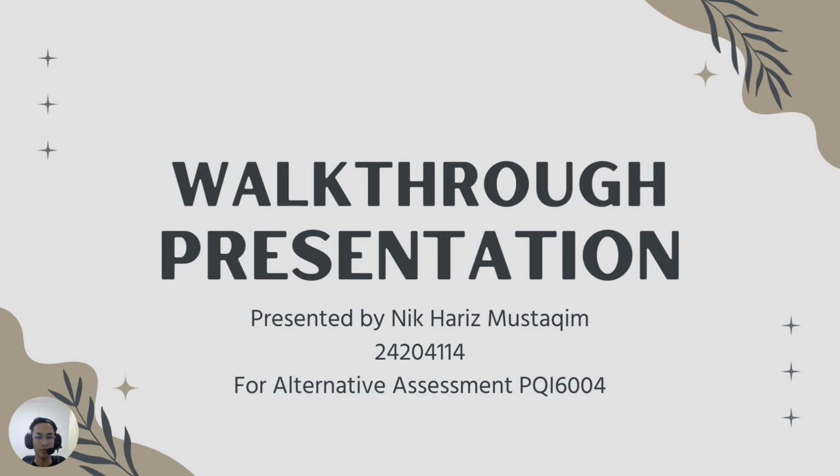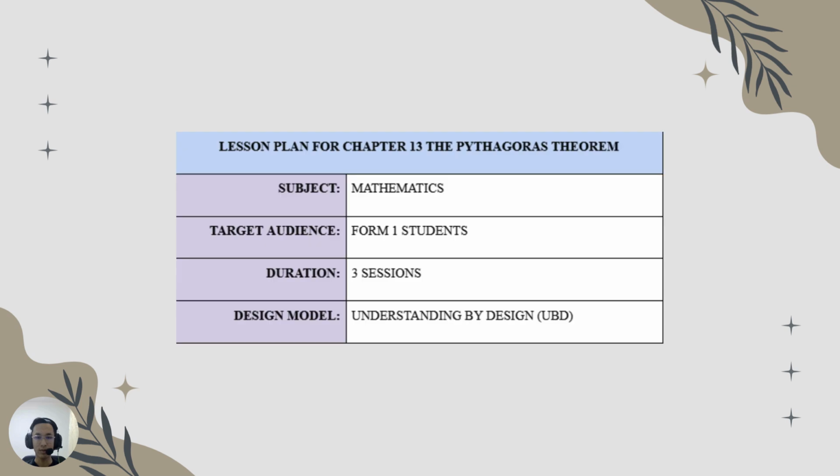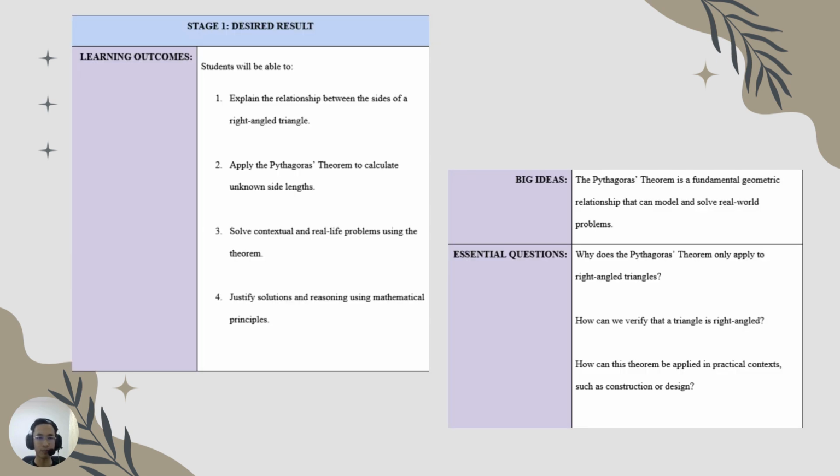So without further ado, let me start by first putting the design model for the lesson plan. So the lesson plan is for chapter 13 in mathematics, the Pythagoras theorem. The target audience is Form 1 students. The duration, 3 sessions. The time is relative. It can be however long it needs to be. And the design model, again, as I have mentioned, is understanding by design or UBD.